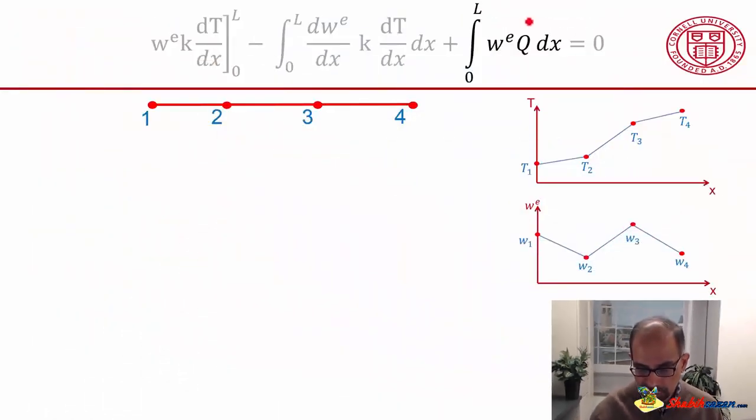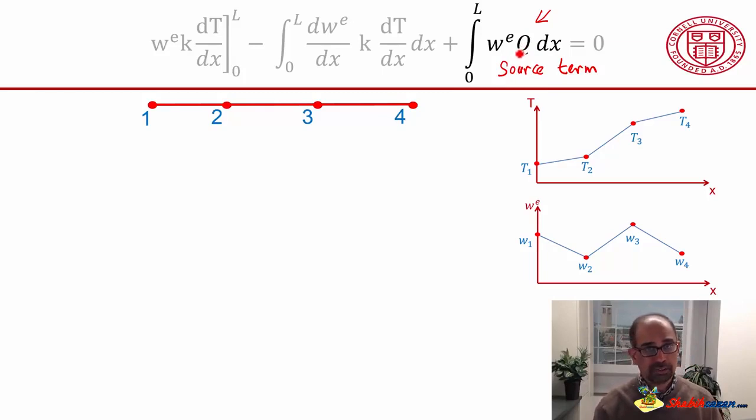Next, let's take a look at the heat generation term in the weak form. That's this term over here. This is in general called a source term, so you'll see that terminology being used. Source terms are basically a known function. Here it's a constant, but it could also be a function.